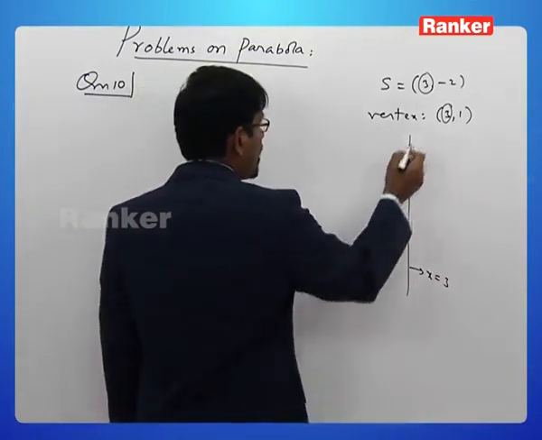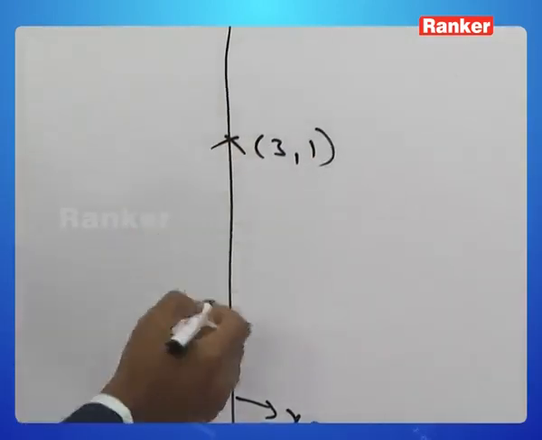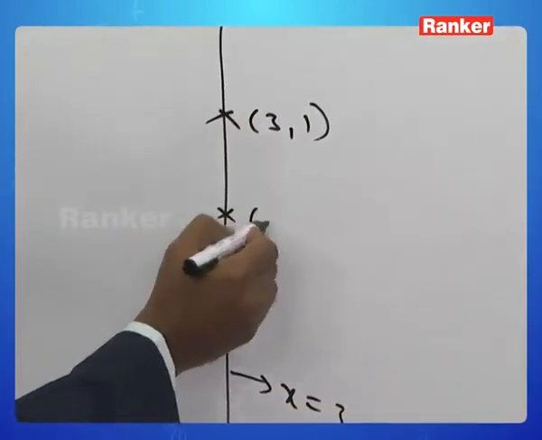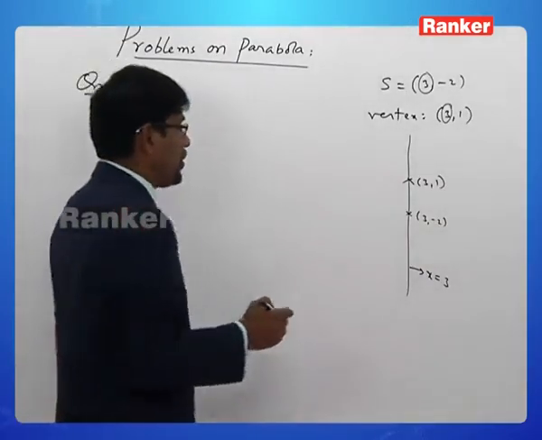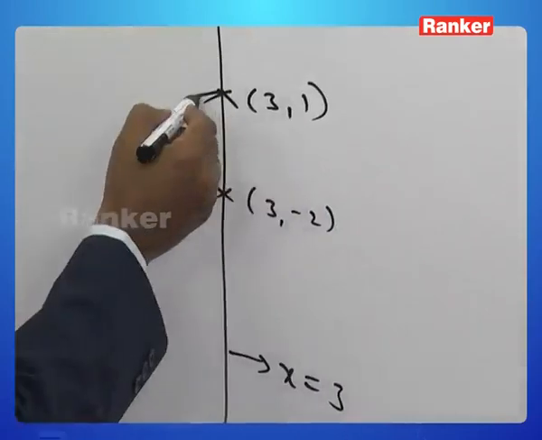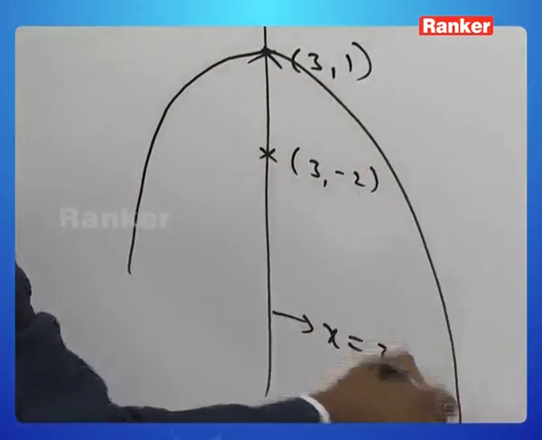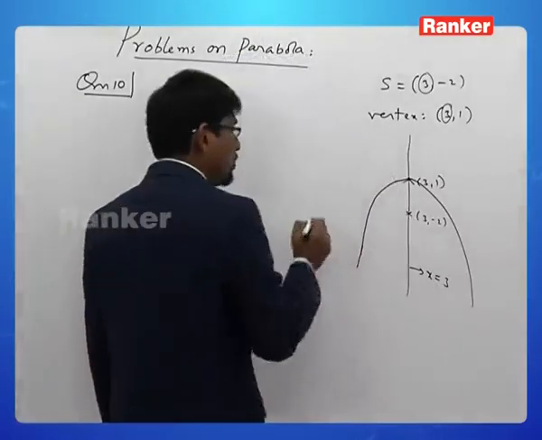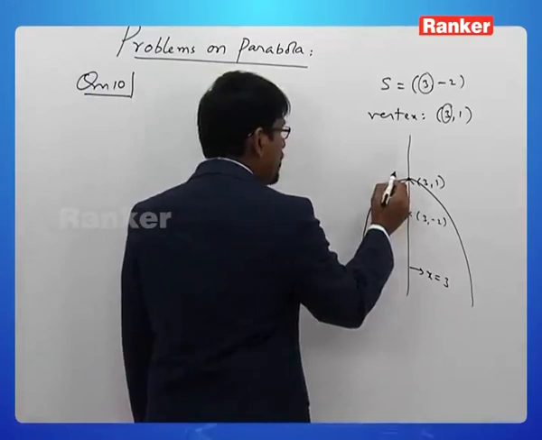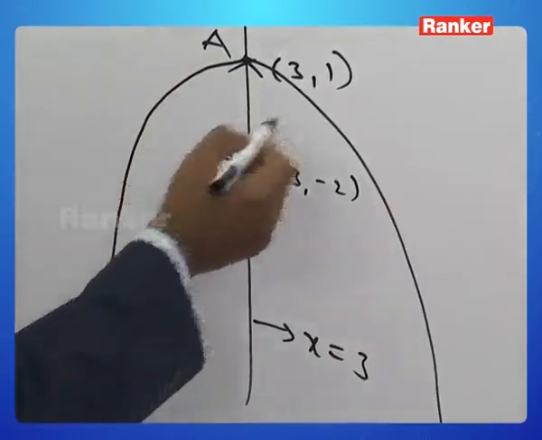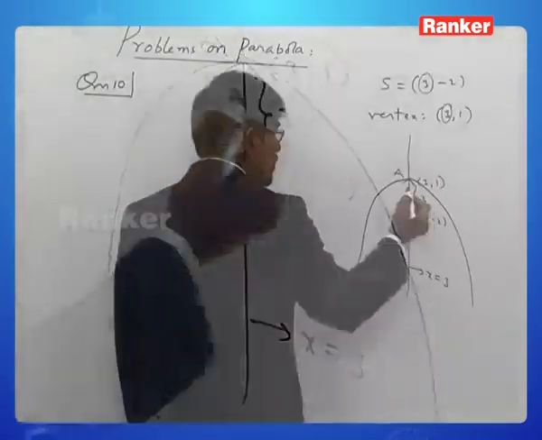That's a vertical line, x = 3. Now, focus is below the vertex. (3, 1) is here. (3, -2) is here. Focus is below the vertex. Therefore, the graph should be opening downwards. What is the distance between the vertex and the focus? Distance between 1 and -2, that is 3 units.